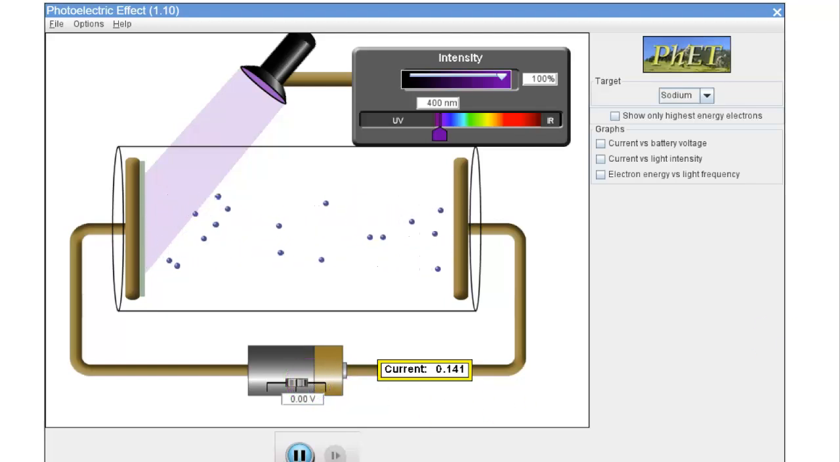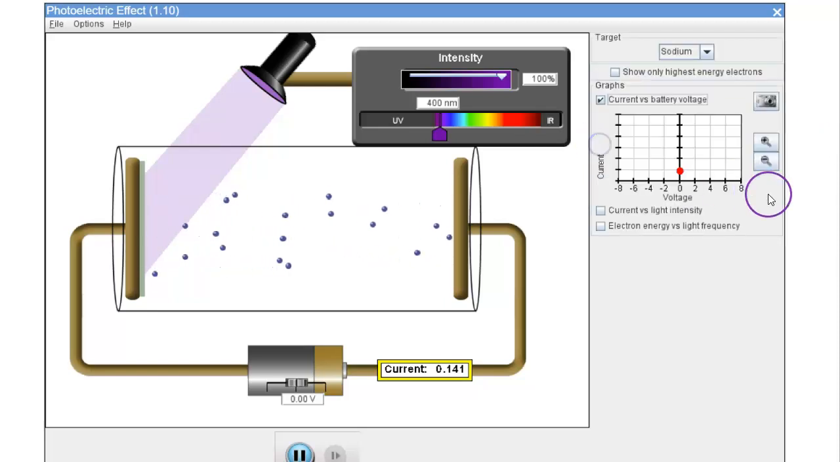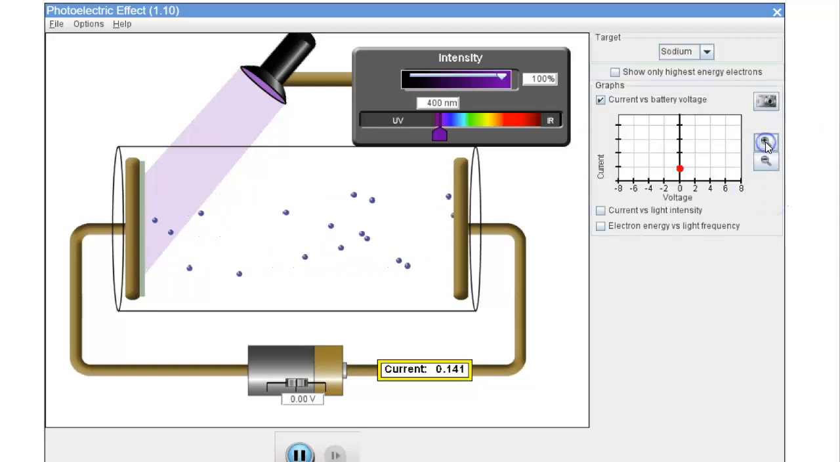So, as I said, we look specifically at current and battery voltage. Here we've got the graph, and I'll zoom in a little bit so we can see what's going on. Now, let's start by making this plate more positive. The simulation is slightly oversimplified, but let's see what effect this has on the current. We're going to be increasing the voltage, currently at 0, going from 2 all the way to 8, and we're going to see what impact that has on this current measurement here. Is it going to go down? Is it going to go up?